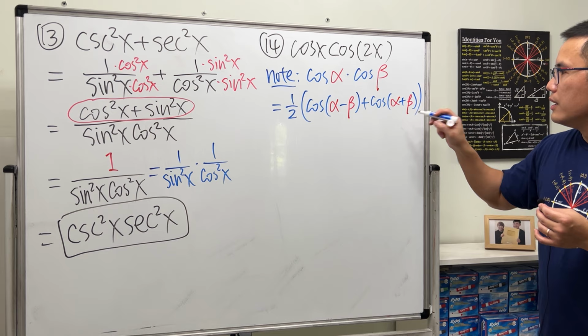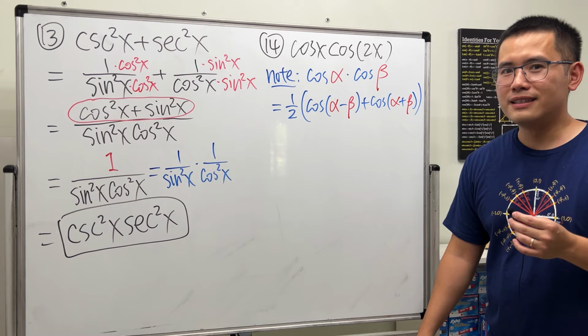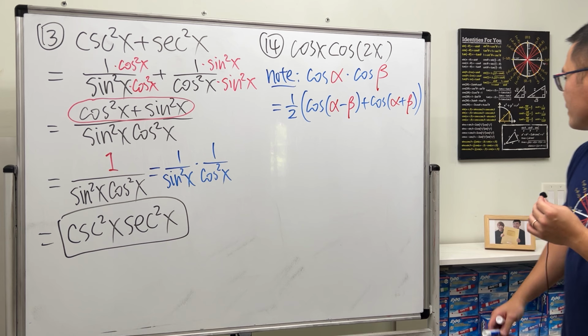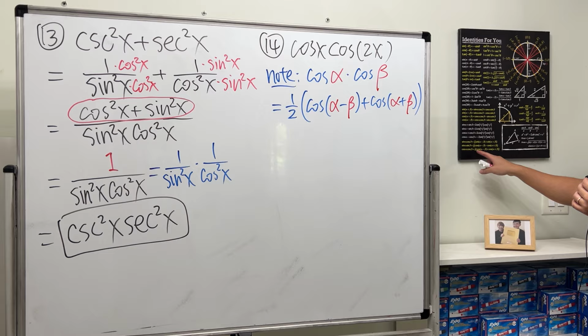Wow, do I remember all these identities all the time? No, I don't. I tried to remember this identity before I made this video, okay? That's how. And better yet, I can make sure I have this right by looking at my board. So let me double check real quick. Cosine alpha times cosine beta is in fact equal to this, of course.